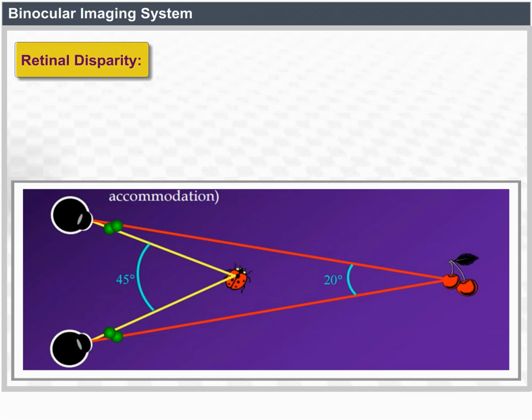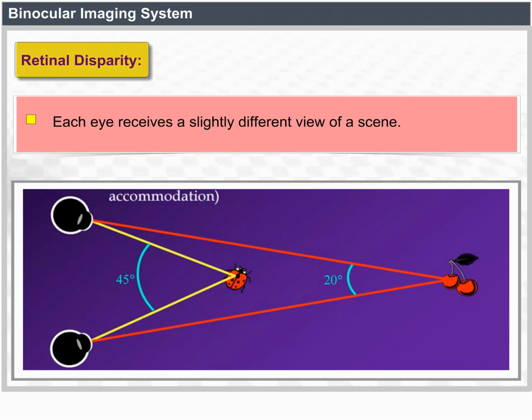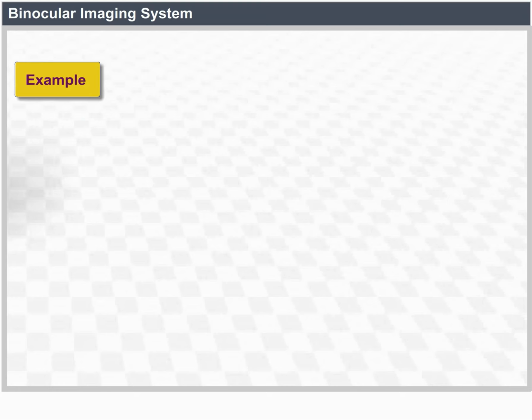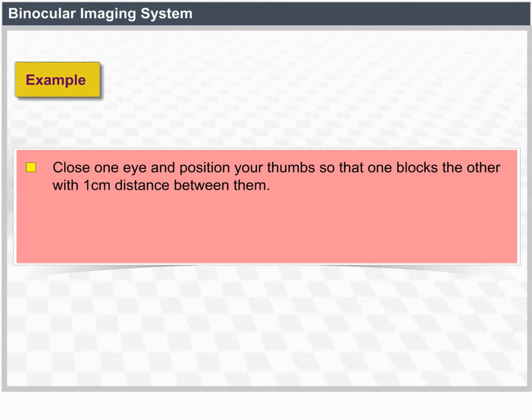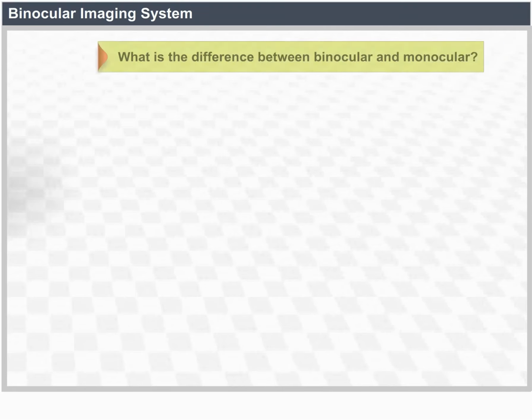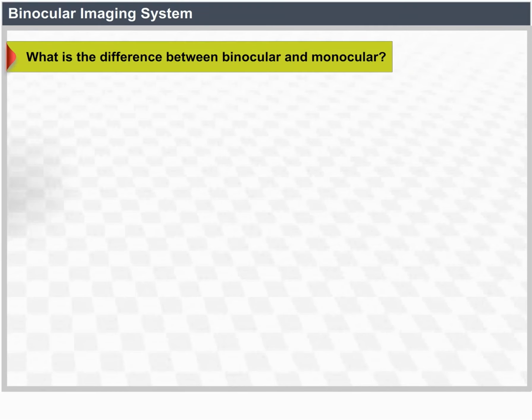Retinal disparity: each eye receives a slightly different view of a scene. The two views are used to determine the ratio of distances between nearby objects. For example, close one eye and position your thumb so that one blocks the other with 1 centimeter distance between them. Switch to your other viewing eye. Open both eyes. What is the difference between binocular and monocular?